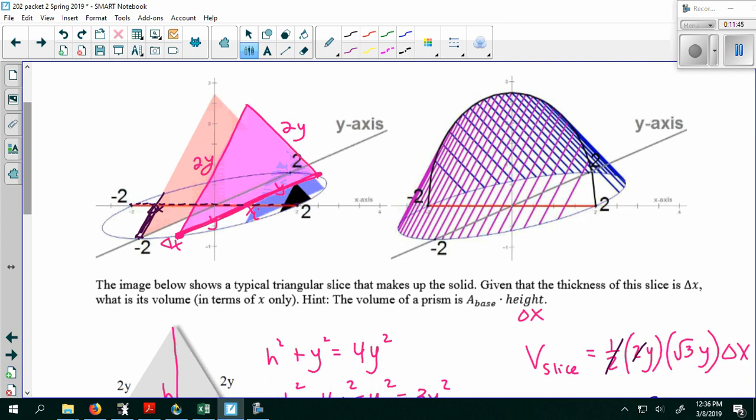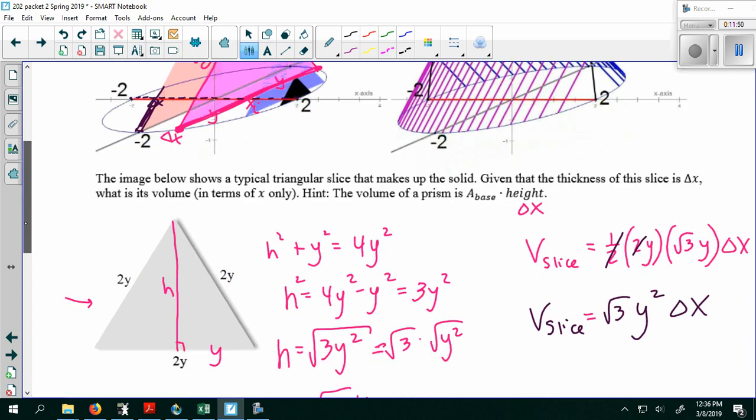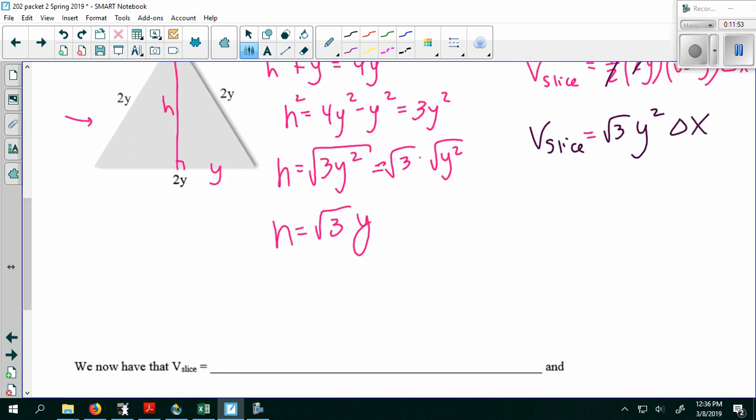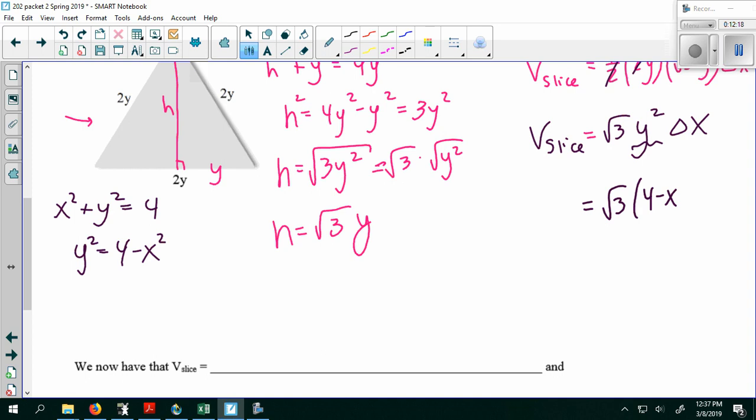So instead of using y, I'm going to use the equation of the circle to rewrite y in terms of x. I have an equation that relates y and x, right? I know that x squared plus y squared is 4. That was a given equation of the circle. So I'm going to solve for the y. Y squared is 4 minus x squared. And in fact, that's the expression in the volume of my slice, y squared. So the volume of my slice is root 3, instead of y squared, I'm going to put 4 minus x squared delta x.